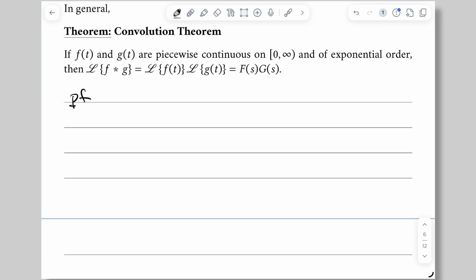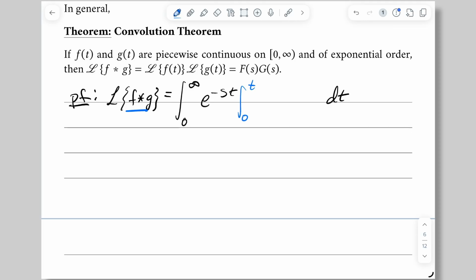We'll even prove it. The Laplace transform of the convolution of f with g is equal to... Now, the Laplace transform is defined as an integral from 0 to infinity of e to the negative st times dt. The thing we're transforming is the convolution of f and g, which itself is an integral from 0 to t of f of tau g of t minus tau d tau.